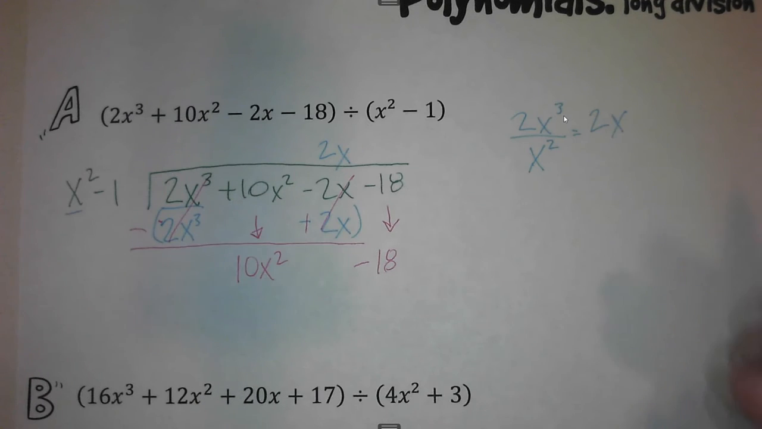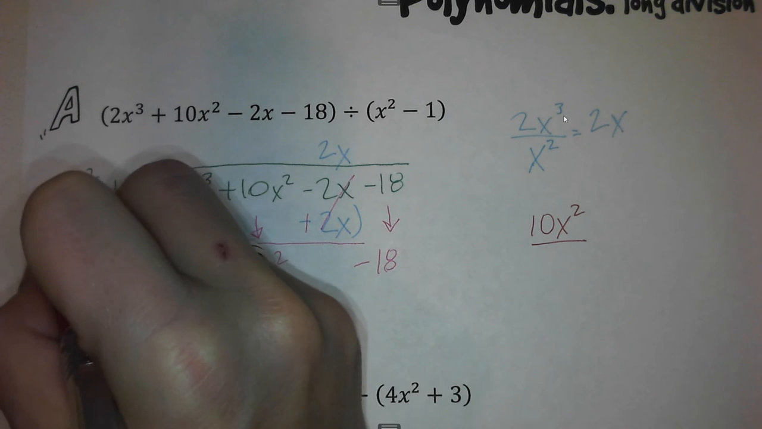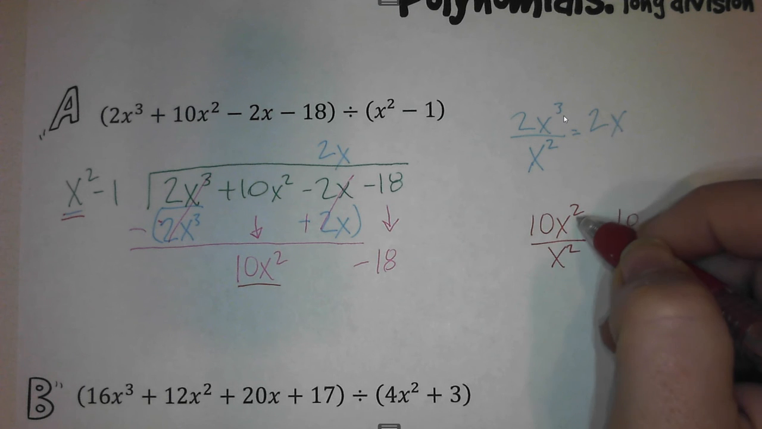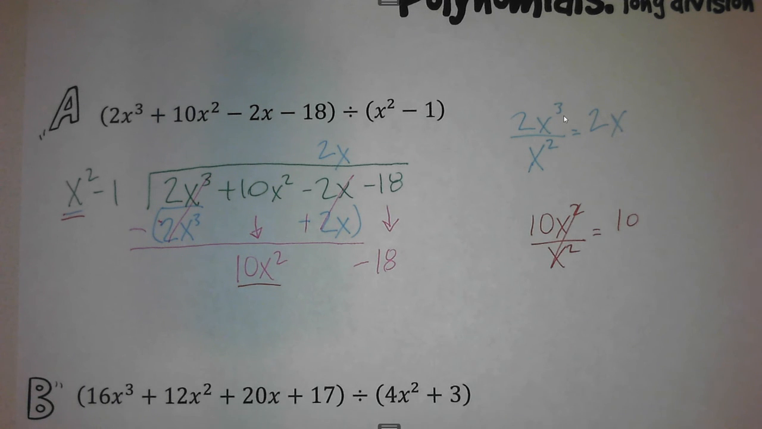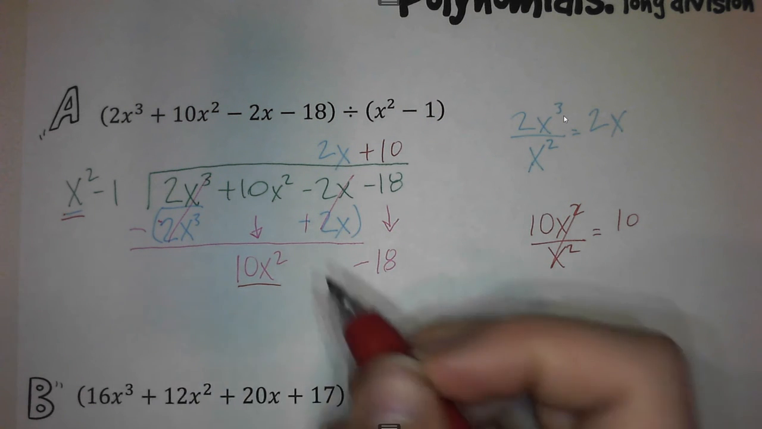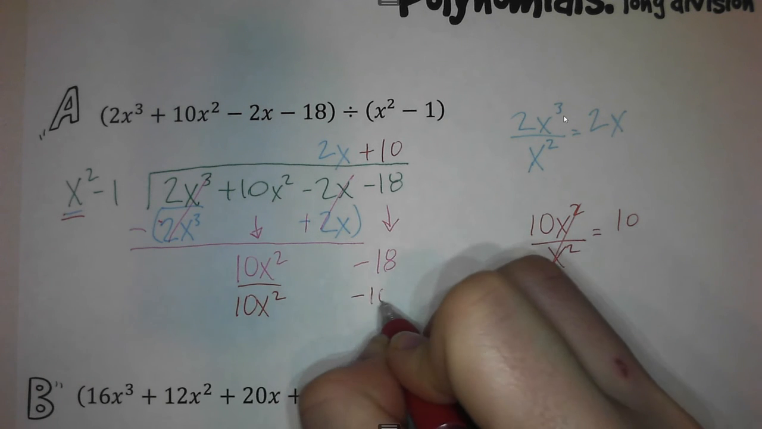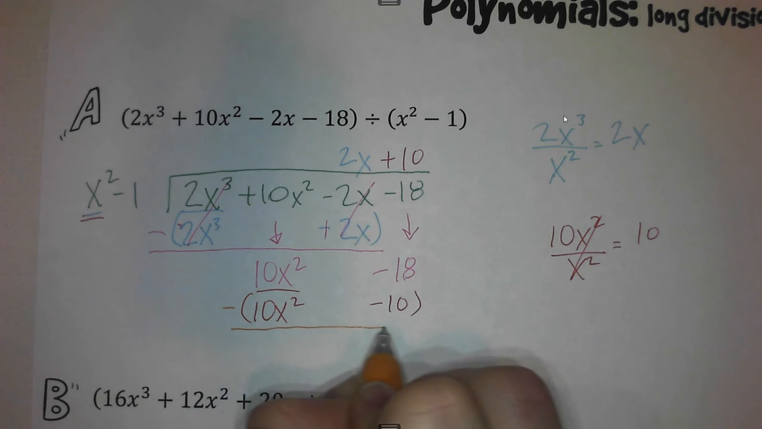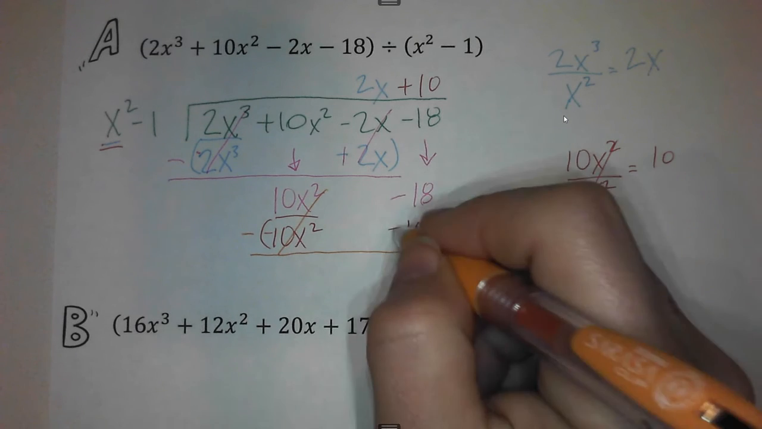So let me do 10x squared. Remember, I'm dividing this one by this one now, x squared. That leaves me with 10 because 2 minus 2 is 0, so my x's completely cancel out. So I've got plus 10. 10 times x squared is 10x squared. 10 times negative 1 is minus 10. Take the opposite. So 10x squared minus 10x. Let's cancel out. That's what we wanted.